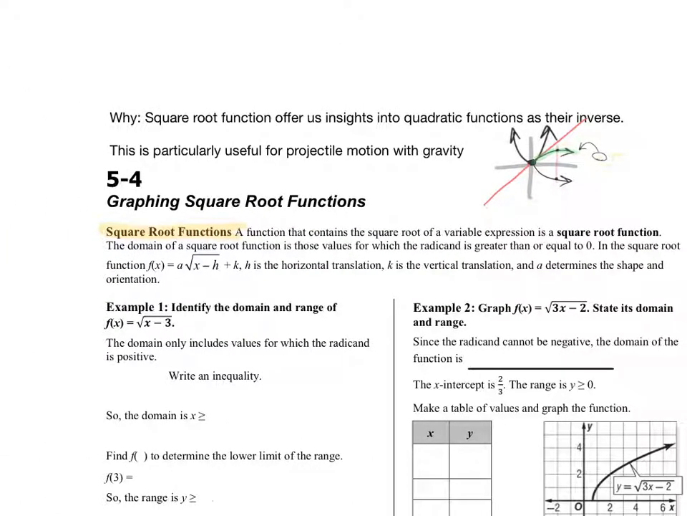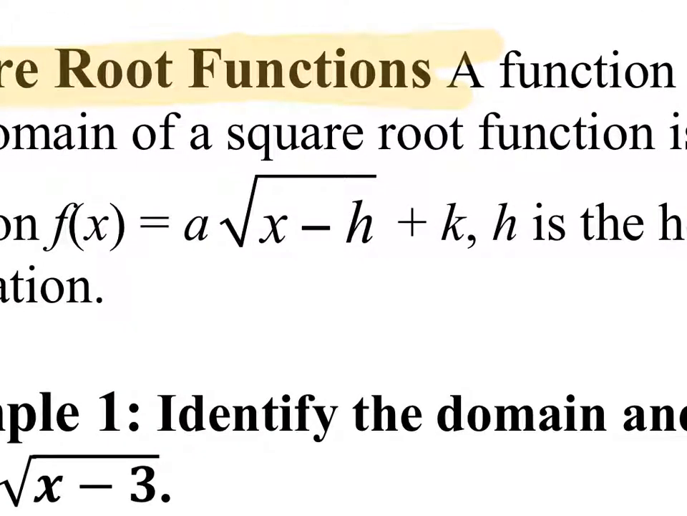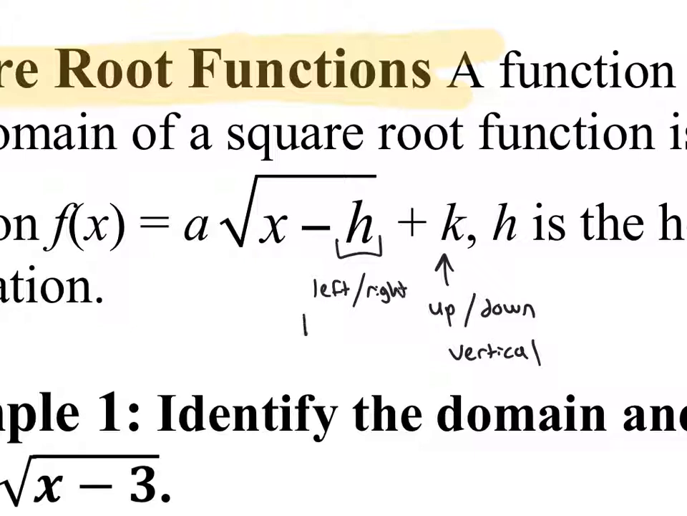These are going to use the exact same shifts that you are familiar with from chapter 2. The k value moves you up or down, so it's a vertical shift. The h value is left and right, horizontal, but as you remember, due to that negative sign, it's always going to be the opposite of what you expect.